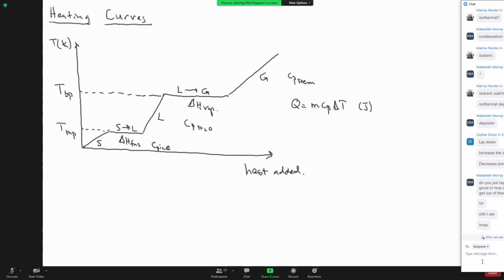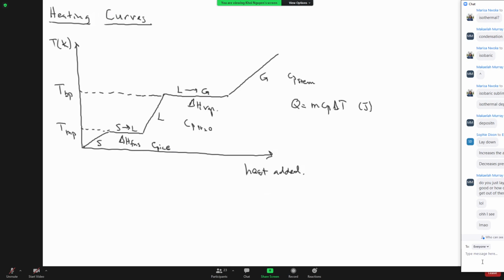And I say that if you're only dealing with the solid, liquid, and gas forms of ice, they would have to give those numbers to you for the different heat capacities to calculate these heating curves. Any questions?